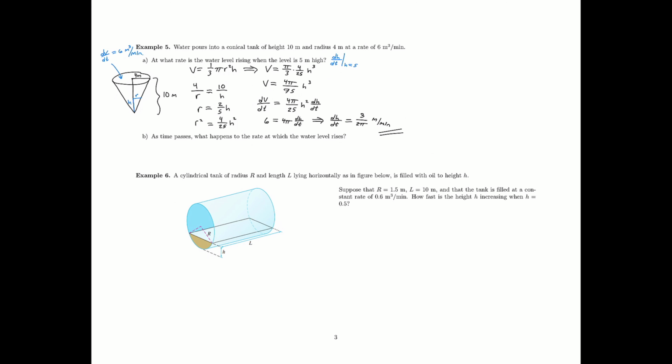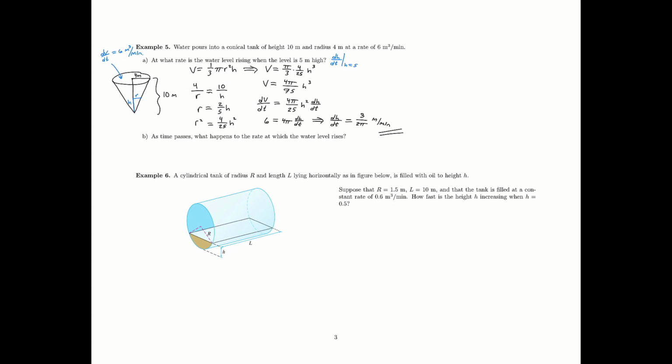So a cylindrical tank of radius r and length l is lying horizontally, as in this picture. It's filled with oil to a height of h. So the distance from the bottom upward is h. And then we're given some more concrete information. Suppose the radius is 1.5 meters, its length is 10 meters, and that the tank is filled with a constant rate of 0.6 cubic meters per minute.